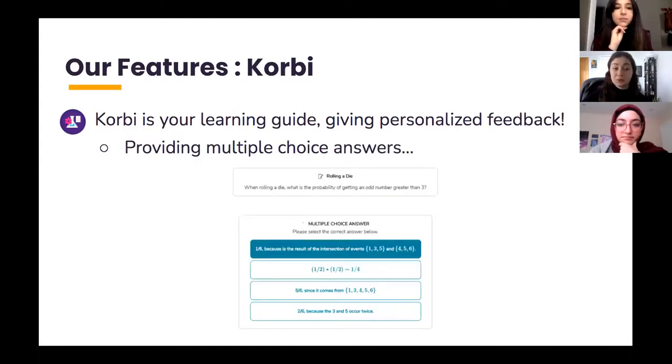And finally, one more approach that Korbit can take is to help you by providing a multiple choice version of the question.